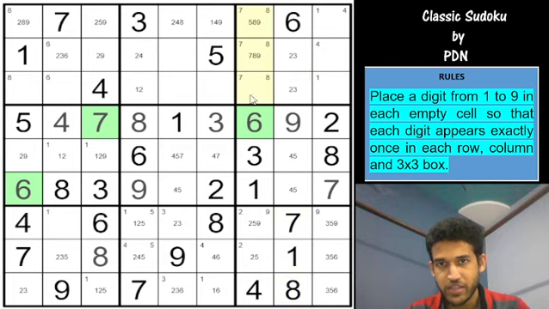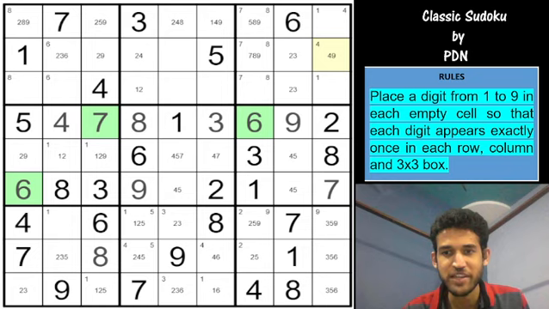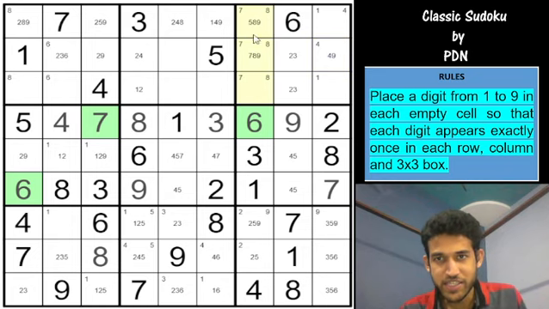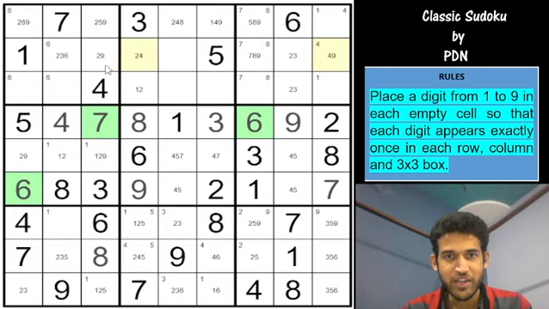So 2 3 6 7 8. We need 1 4 5 9 in these cells, and 1 and 5 cannot go. So that's a 4 9. That's beautiful, guys. That is really beautiful. And the reason I'm saying that is because we got 7 8 here, we were able to narrow down the possibilities here, and look what it is doing. It's giving us a triplet out of nowhere, guys.